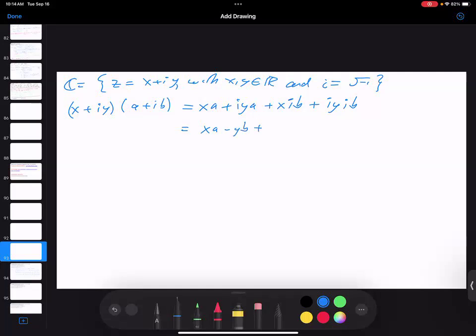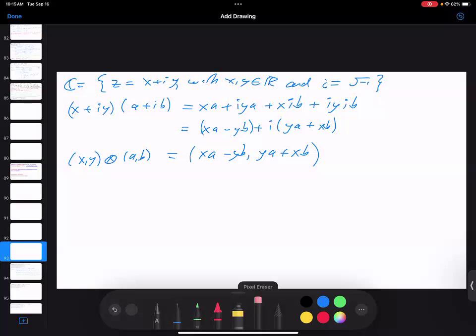So I can just move that over here. And now the other two pieces both have an i. So let me pull out the i and get ya plus xb. And so when I multiply two complex numbers, I get a real part and an imaginary part. What I'm doing here is, here's my pair x,y, here's my pair a,b, and here's my new pair xa minus yb, ya plus xb. The rule is really coming from complex multiplication. If you think about these as complex numbers, some of the arguments become a lot easier.